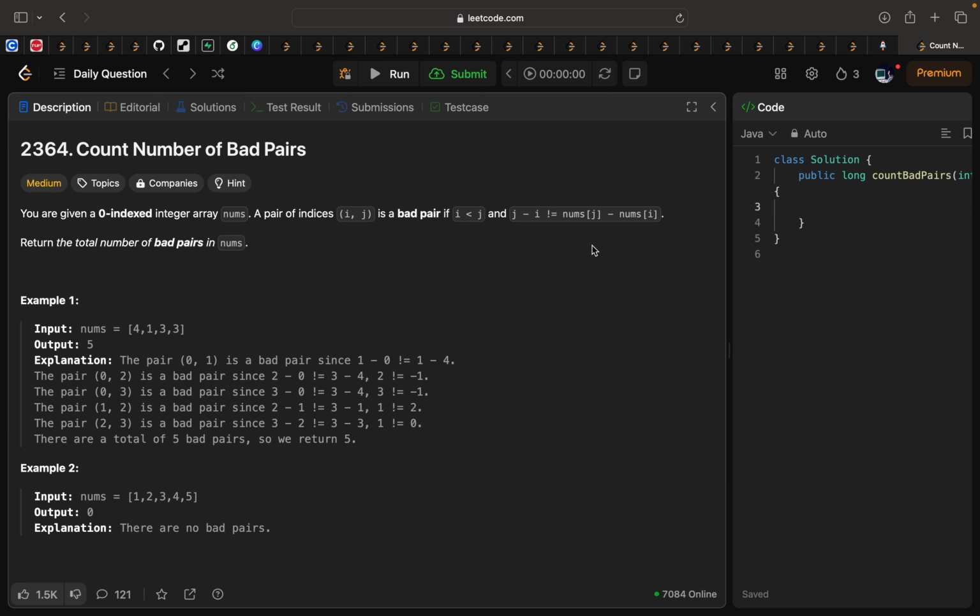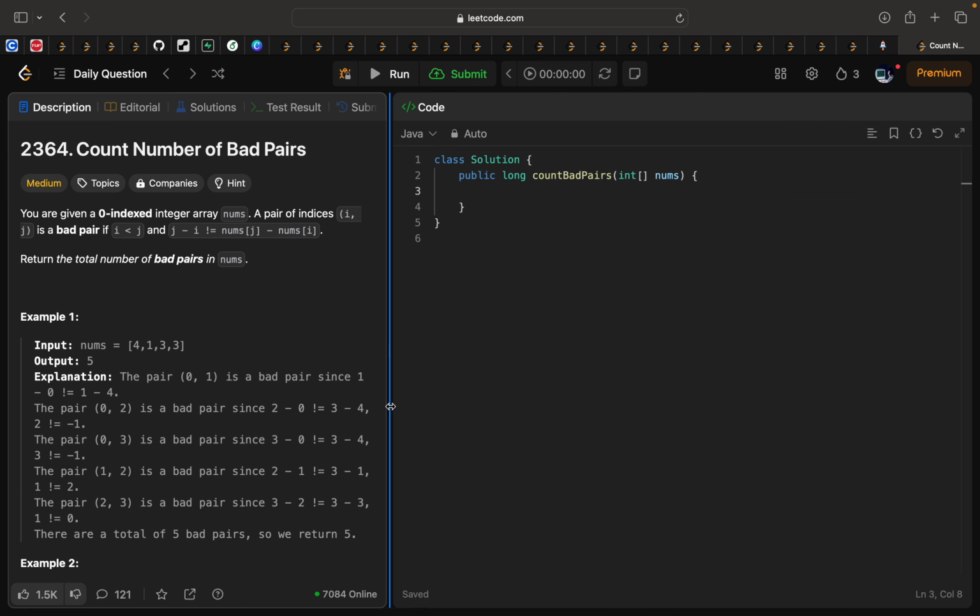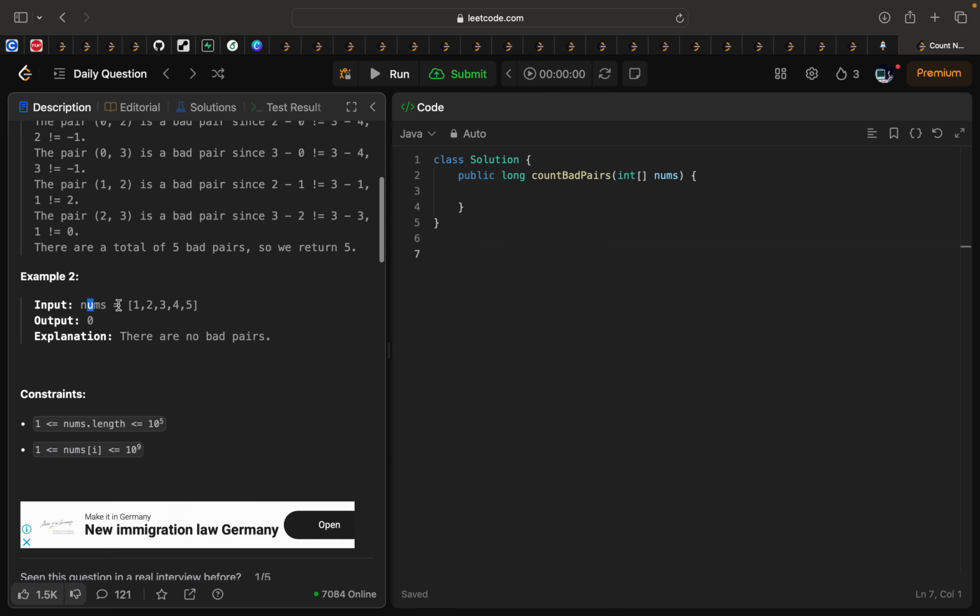Okay, so let's consider an example. Let's see the second example. Here all are good pairs, so that is why there is no bad pair, because these values are in a sequence. That's why there are no bad pairs. Okay, so these are the constraints.